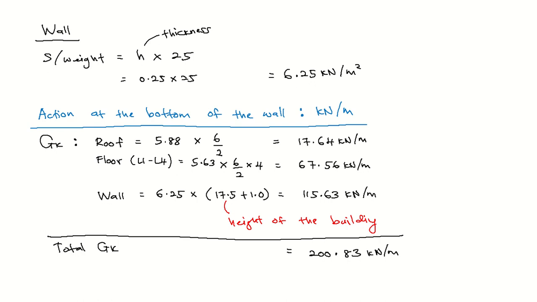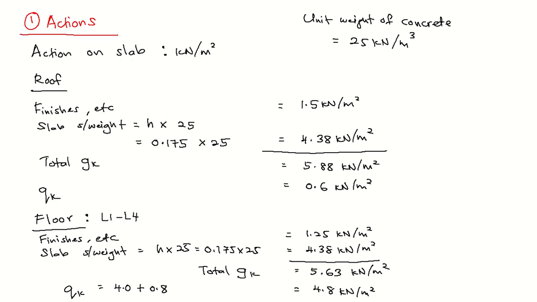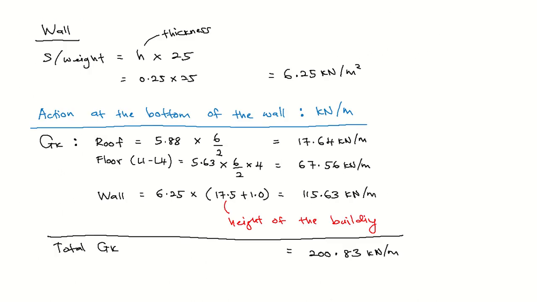Alright, for QK we are going to use the same understanding. For roof, what is the QK of roof? For floors, what is the QK of floors? And for walls, there is no QK, so for the variable action you only have QK from roof and from the floors. Here for the roof, the QK is 0.6. For the floor, the QK is 4.8.